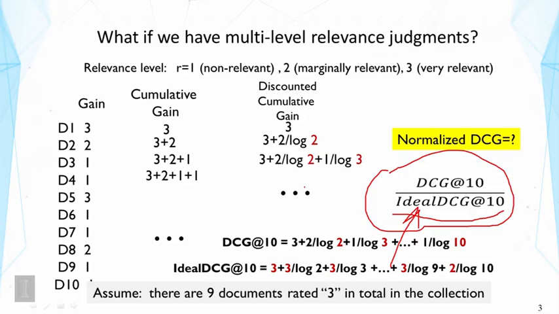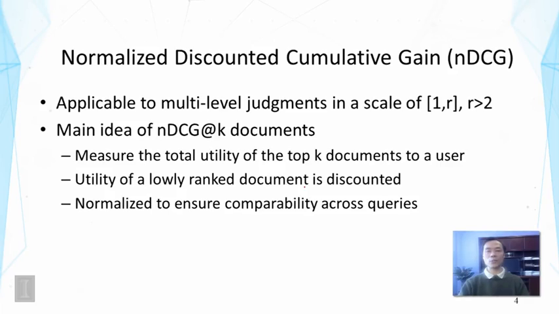So this is the idea of nDCG. It's useful for measuring a ranked list based on multiple level relevance judgments. So in a more general way, this is basically a measure that can be applied to any ranking task with multiple levels of judgments. And the scale of the judgments can be more than binary, it can be multiple levels, like 1 through 5 or even more, depending on your application.